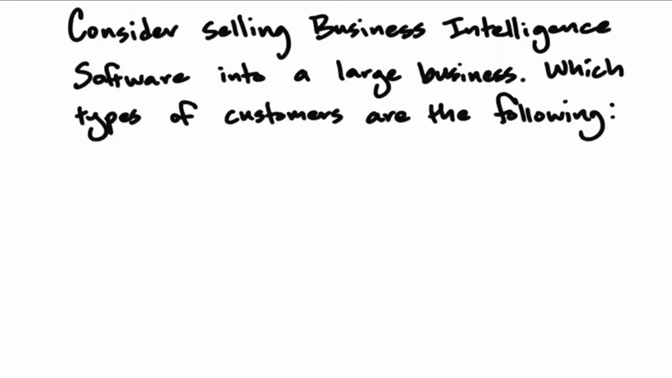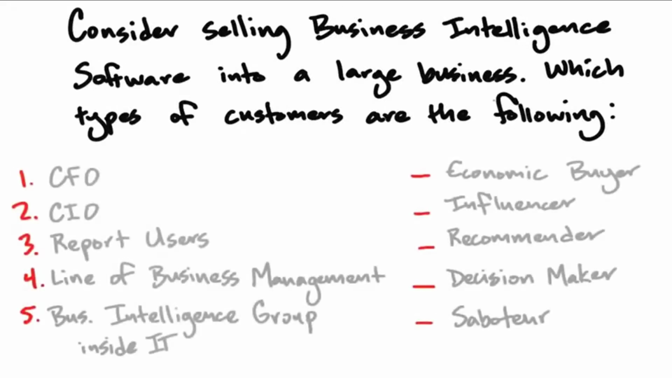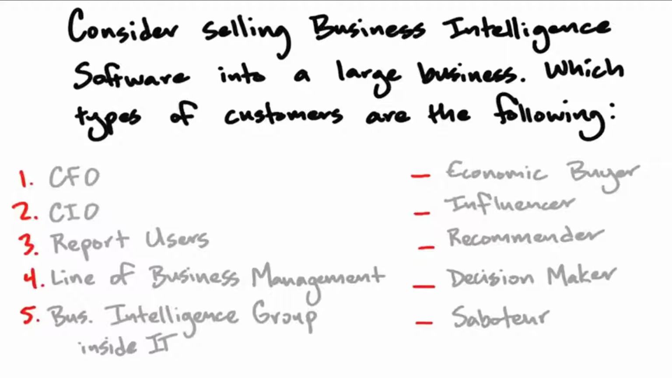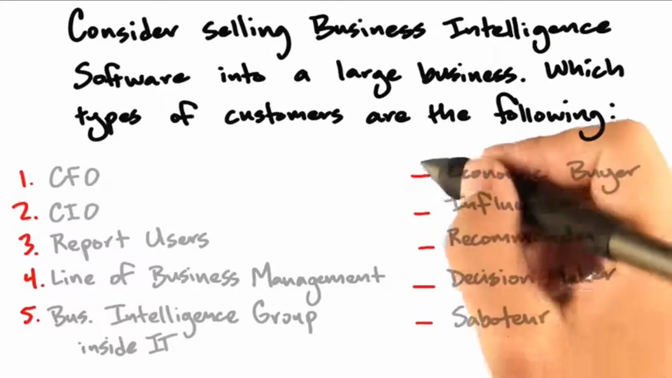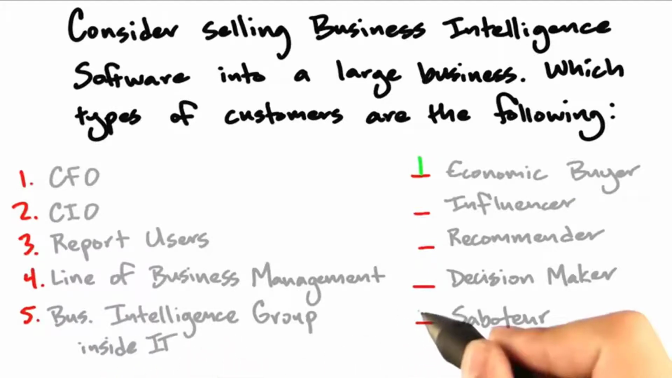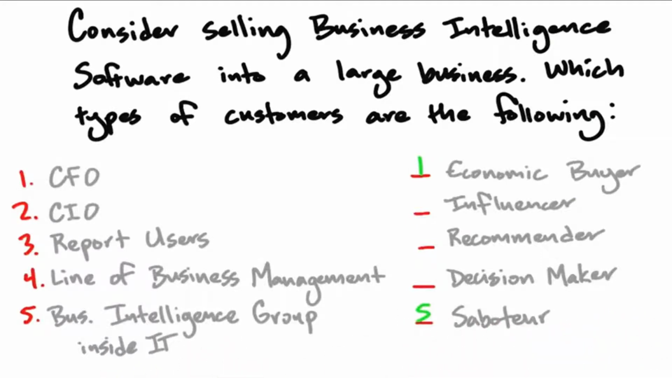So for this quiz, let's consider an example where you were selling business intelligence software into an enterprise customer, a large business. Why don't you match the titles below with the roles of the customers? So here's the answer. The chief financial officer is more than likely the economic buyer. The saboteur might actually be the existing business intelligence group inside of IT or the CIO's department who's already trying to build the software, and they might be afraid they're going to lose their jobs.